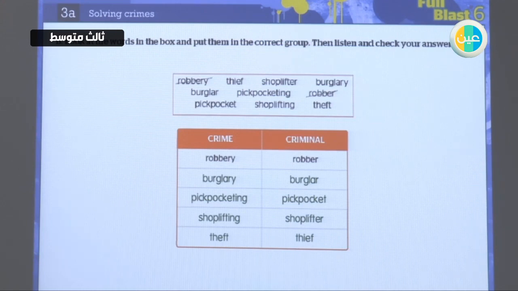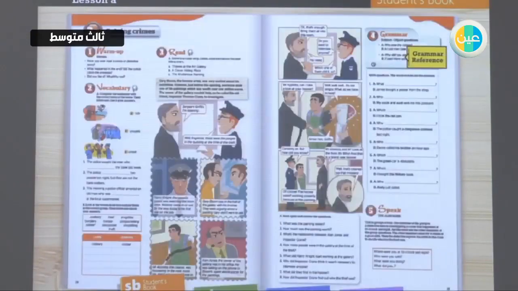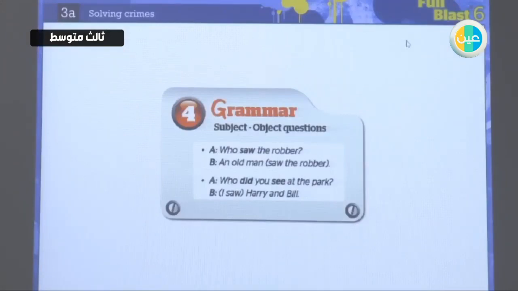Now, I want you to choose one word and try to put it in your own sentence at home. Now we're going to move to the following part, which is the grammar part. In this part, we're going to practice using subject-object questions. At page 35, I want you now to read those two kinds of questions and look carefully at the words written in bold.